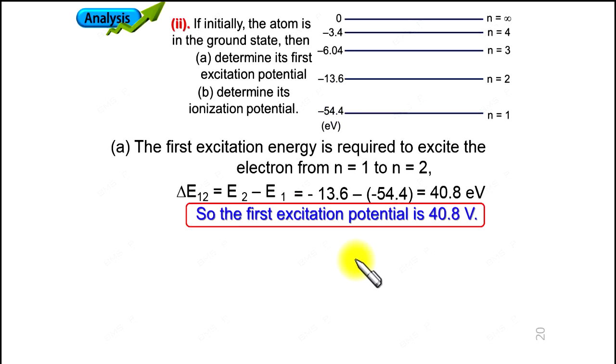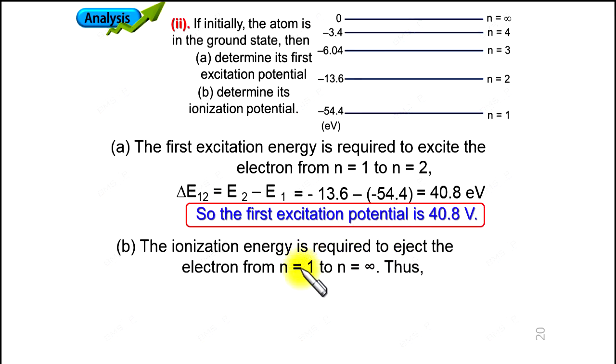So, let us write this systematically. We know this ionization energy is the energy required to eject the electron from n equal to 1 to n equal to infinity. So, we can write delta E 1 to infinity, that is equal to E infinity minus E1. And we know this E infinity is nothing but 0 and E1 equal to minus 54.4. So, it is 0 minus 54.4, right, and this is numerically equal to the energy at the ground state, that is 54.4 electron volt.